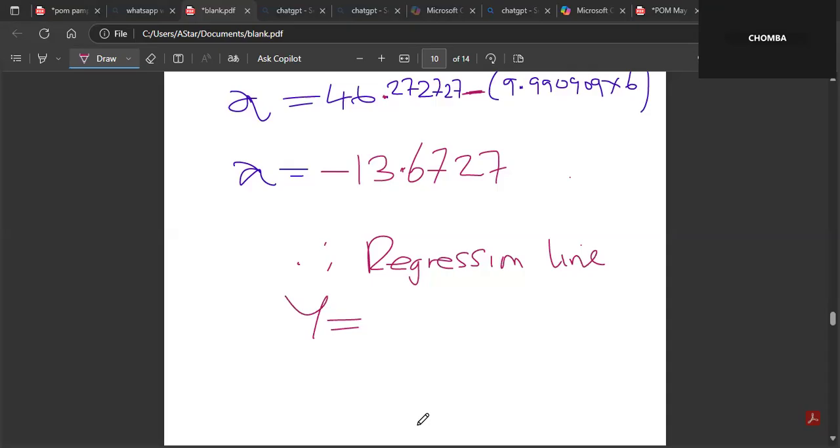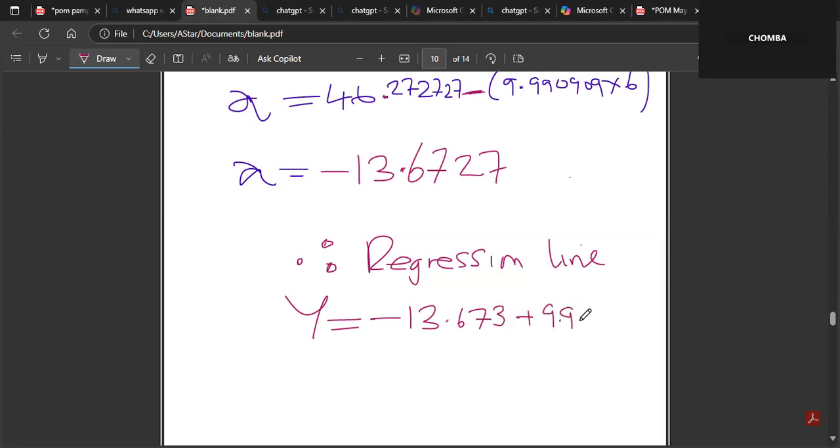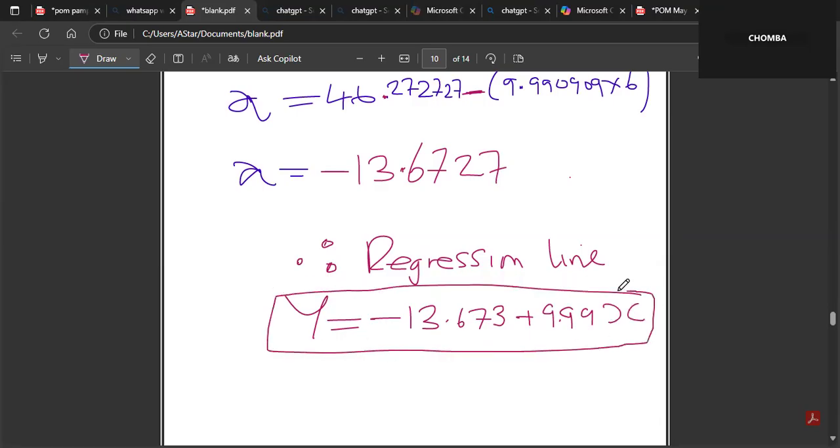Are you getting me? Yes, I'm following you. Okay, so this is what we are getting: negative 13.673, then plus 9.99x. This is the equation. Is that okay with you?